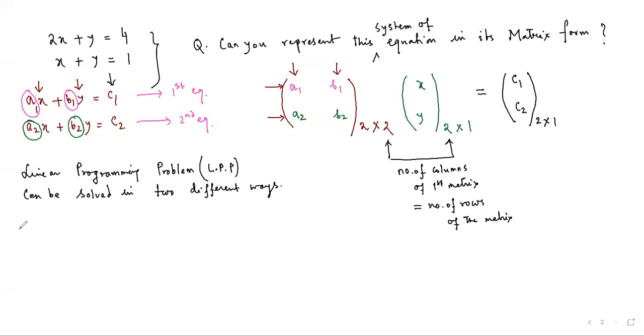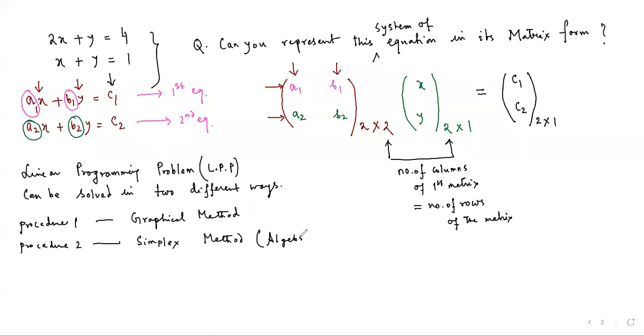The first way, procedure one, is called the graphical method, by which we solve them. And procedure two is called the simplex method. The graphical method is a graphical method, and the simplex method is an algebraic method. But there are two ways by which we can solve the linear programming problem.